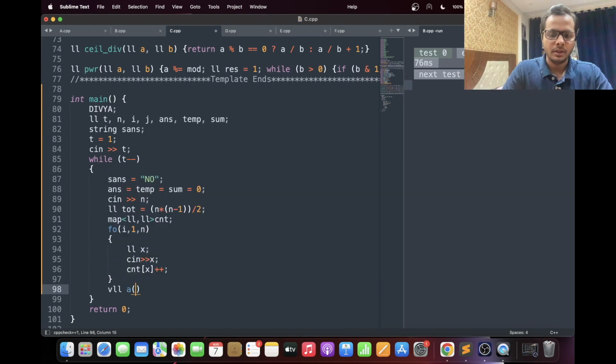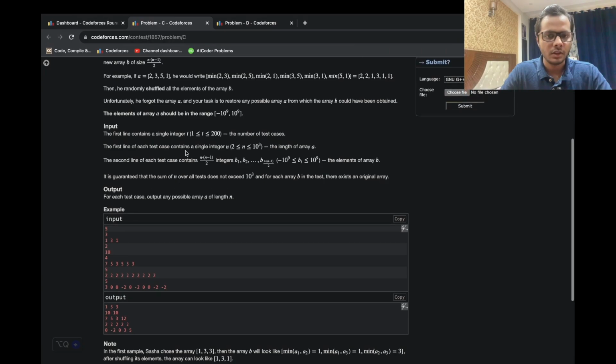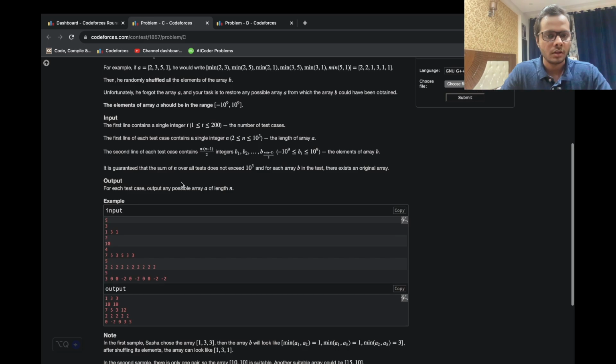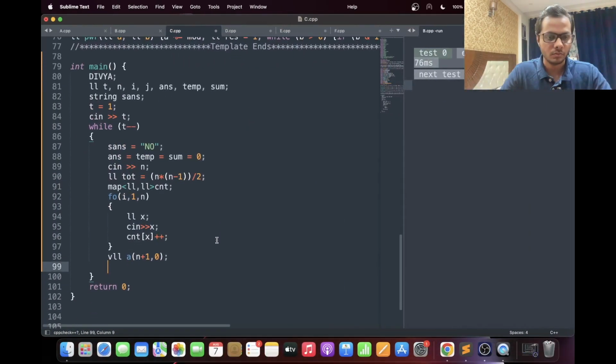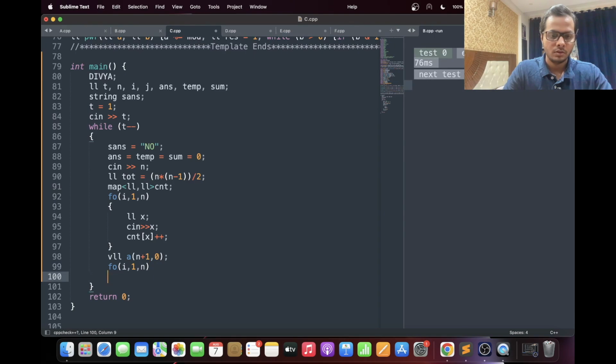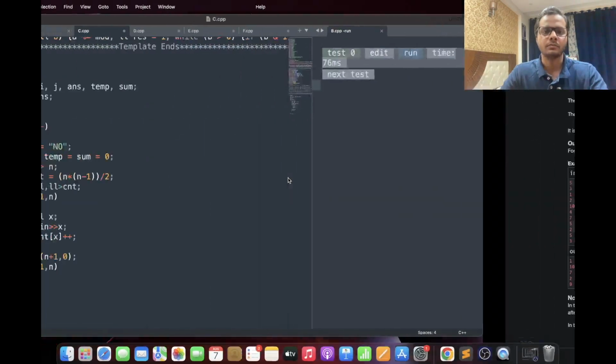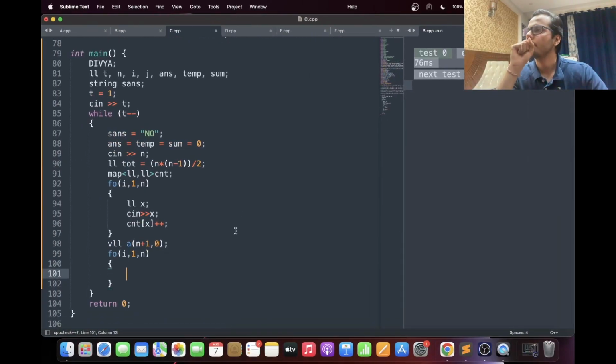Okay, so let's try and build the answer in the sorted form. We can output any order, right? Output any possible array, right? So the ith element should have a count exactly equal to n minus i, right? It's the minimum, right? So we need to look for the smallest element which has a count greater than or equal to n minus i, and that should do our job.